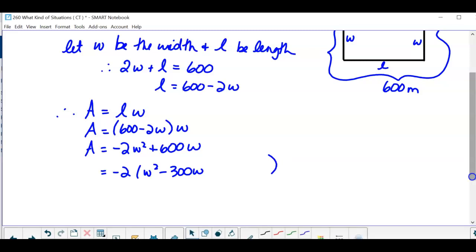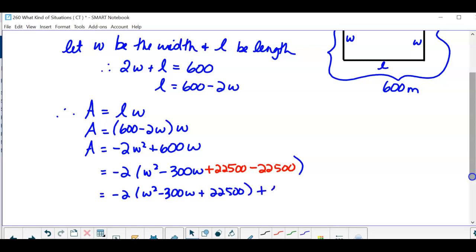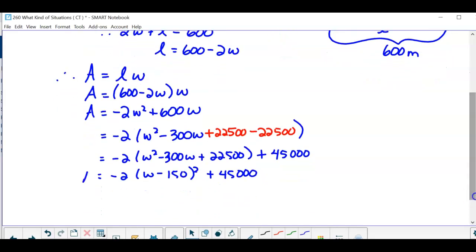Half of that is 150, so it's going to be plus 22,500. After that, okay, and it says determine the dimensions that will produce the maximum area. So therefore, the width is 150 meters. Then the length, remember 600 minus 2 times 150.